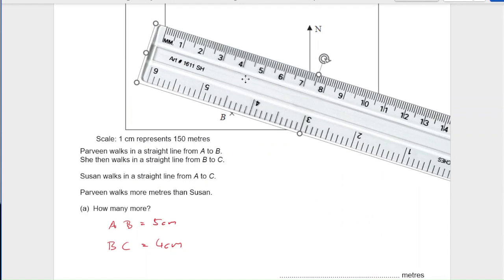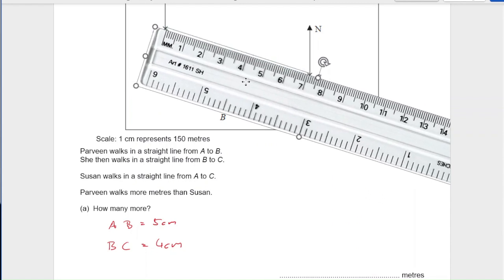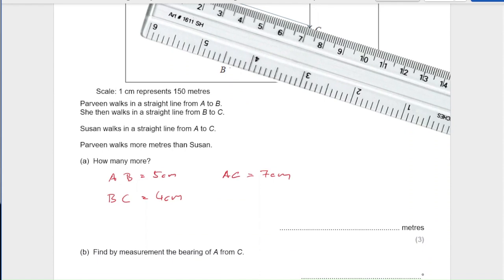Right, and I make A to C 7 centimeters. So A to C is equal to 7 centimeters. Right, so this is the journey one, so the total.